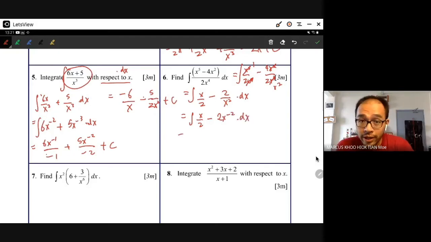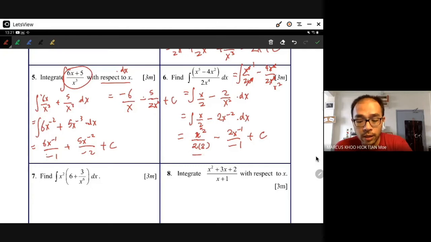So when you integrate this, this will become 1 over 2, this will become x squared over 2, tapi ada 2 sudah sedia di bawah kan, so we have to times 2. Then this will give us minus 2x to the power of minus 1 over minus 1. Then of course you plus c.